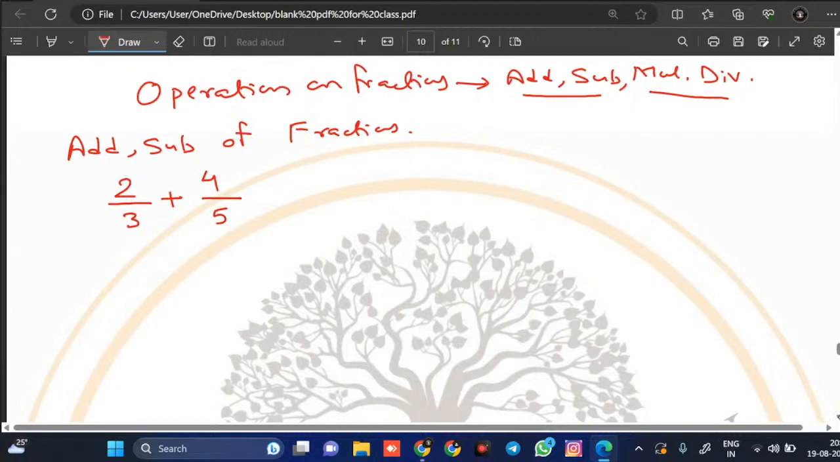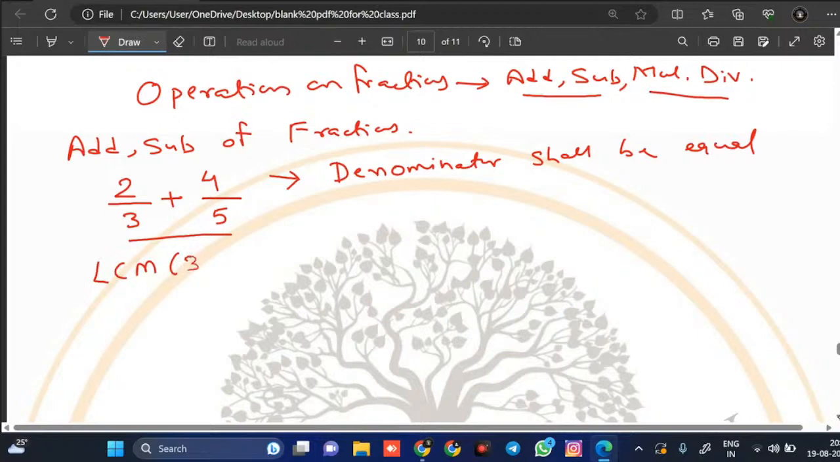So there is a basic thumb rule. Whenever you add, the denominator shall be equal. Denominator should always be equal, but here the denominator is 3 and here the denominator is 5. So you have to convert them into the same denominator, and for this you have to find the LCM. So the LCM of 3 and 5 is what you have to find.